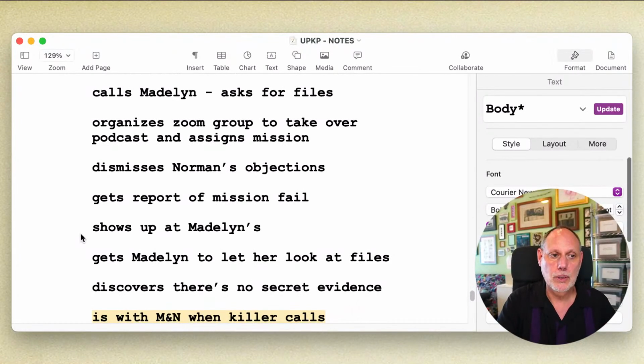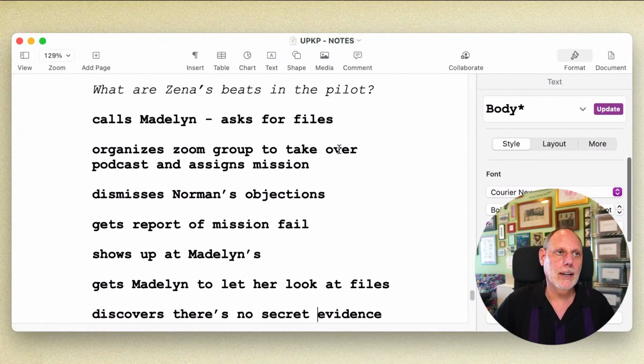Anything that we want with the character is going to have to be in those steps. That's what we got. We can always add some, but these are the things that I know have to happen for the plot to happen. So you always look at what you've got and say, how can I get this to work? So I started to work on it, calling and asking for files, not a hard scene.